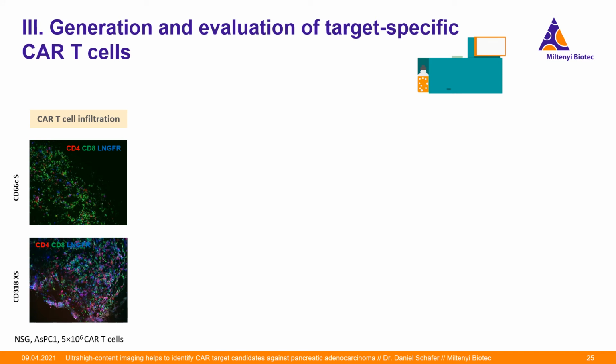Next, we wanted to investigate, again using the Maxima tool, a bit closer what may be a potential reason for the dysfunctionality of the CD66C CAR. For this, we compared a tumor from a mouse treated with CD66C CARs to a tumor treated with CD318 CARs. In the first panel, you can see at one glance that at the bottom part you have a lot of cyan and violet cells, meaning you have a high infiltration of CAR T cells. In the upper panel, you see a lot of green cells, which are mock T cells, so untransduced T cells. For whatever reason, CAR T cells did not infiltrate or stay at the tumor site.